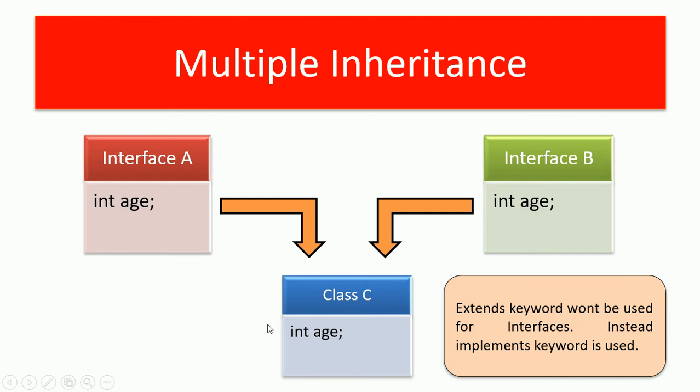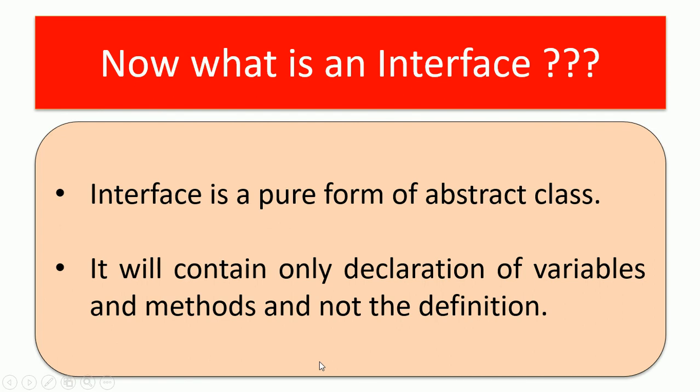It is enough that any one age variable is inherited, because there is no value, and we will process it further in class C. So then what is an interface? An interface is a pure form of abstract class, which means it can have only a method with a declaration alone and no definition, and a variable with a declaration alone and not a definition.